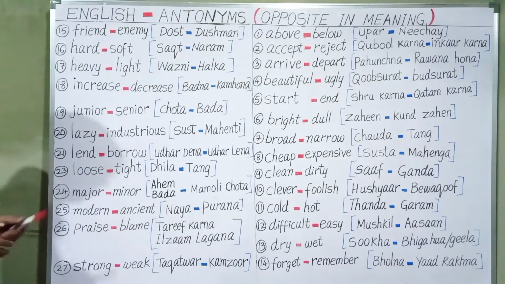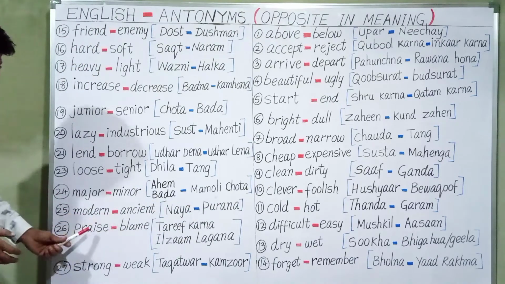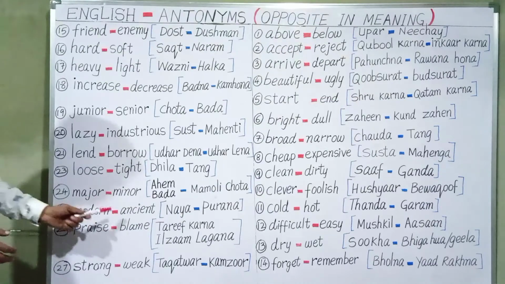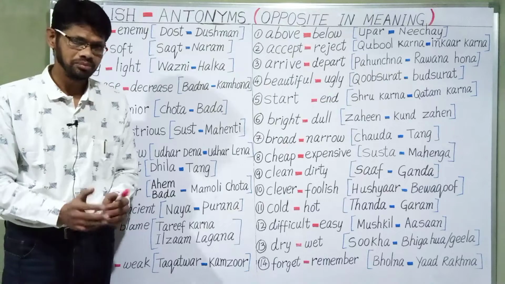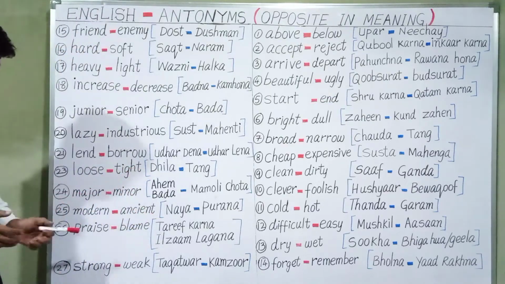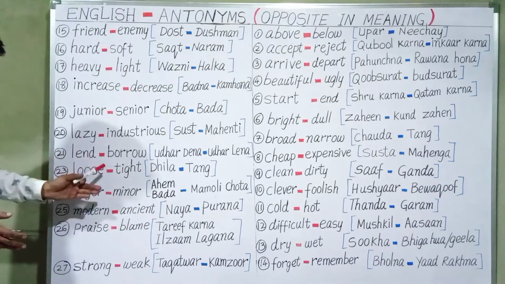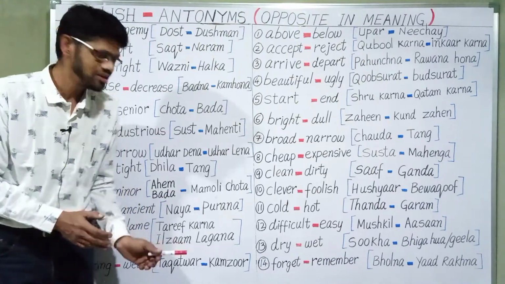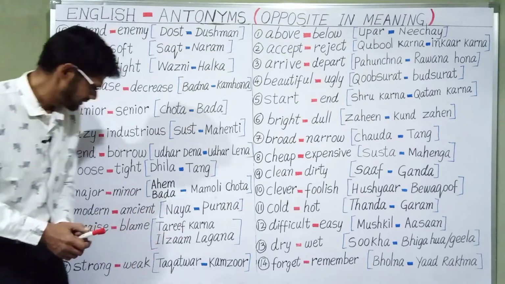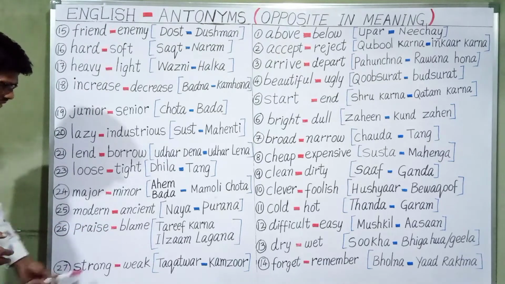Next one, praise and blame. Praise, what is the opposite of praise? Blame. Praise means तारीफ करना. Opposite of praise, blame. Blame means इल्ज़ाम लगाना. Next one, last one, strong.